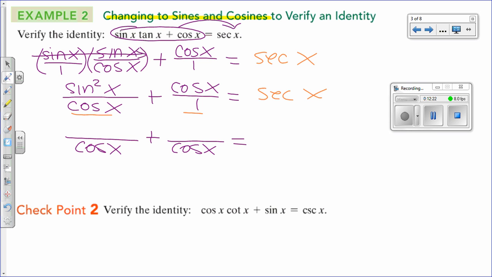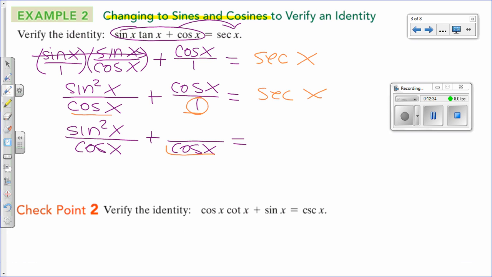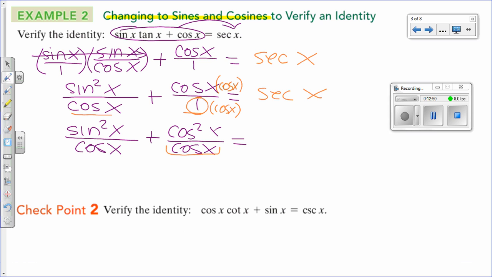So the first fraction already has that denominator, so I don't need to do anything to it. But my second fraction, I have to multiply. If I want this 1 to turn into cosine x, I will have to multiply the bottom by cosine x. But if I multiply the bottom, I also need to multiply the top, correct? Okay, so I do that, and then I will get, what do I get when I multiply cosine x times cosine x? And remember, we're trying to prove that it is equal to secant of x.